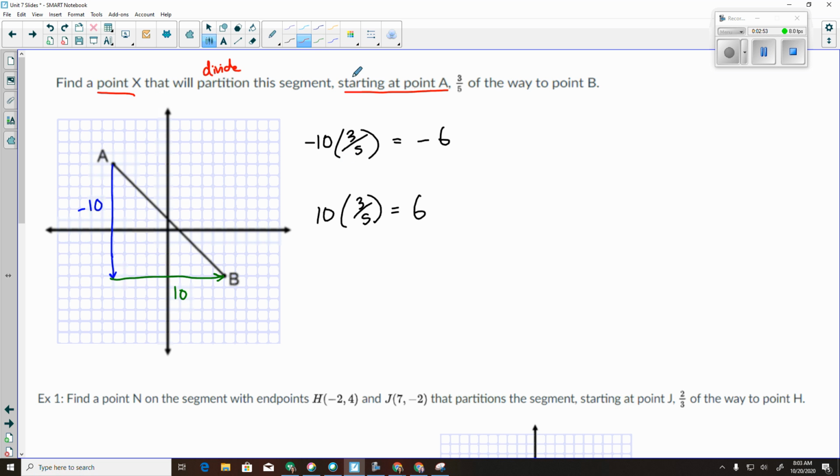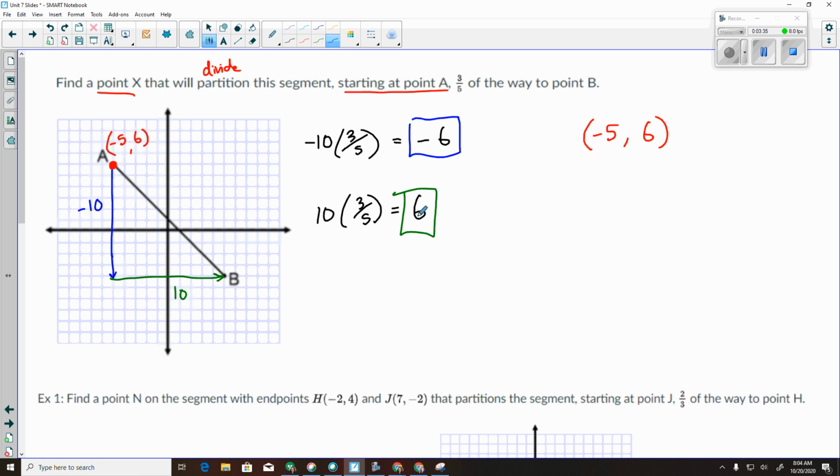The key thing here is that I'm starting at point A. So I am actually going to find the coordinate point for A. What is the coordinate point right here where A is located? Well, it's 1, 2, 3, 4, 5, and since I went this way, it's -5. And then I went up, so 1, 2, 3, 4, 5, 6. So -5, 6 is the coordinate point that I am starting at. These numbers that I just found are telling me how much I have to move to get 3/5 of the way to B.